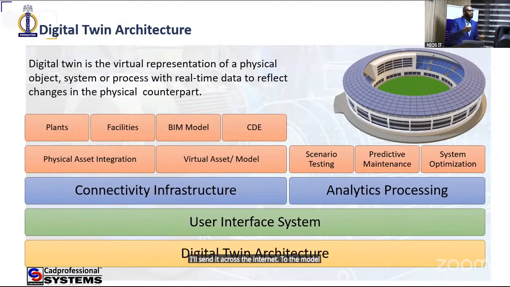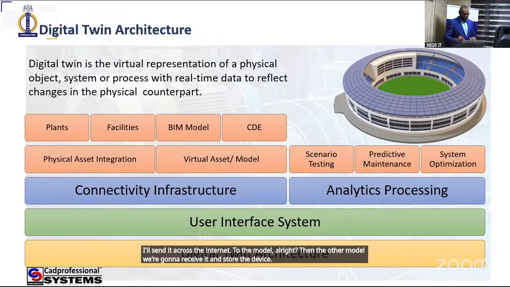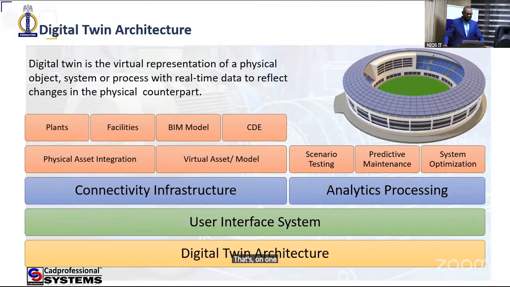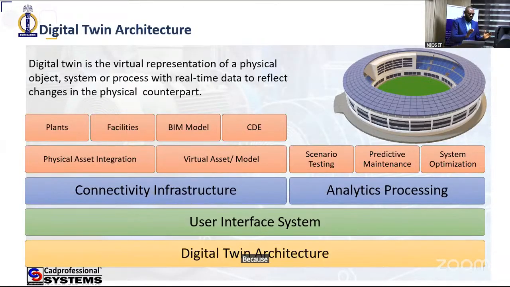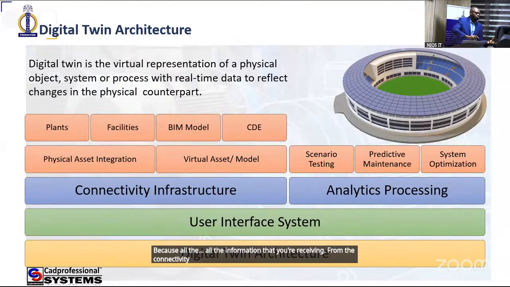All right. Then the other model will now receive it and store the device. That's on one side, you have the connectivity infrastructures, and on the other side, you have the analyzing and processing. Because all the information that you're receiving from the connectivity, there has to be a way to process it.